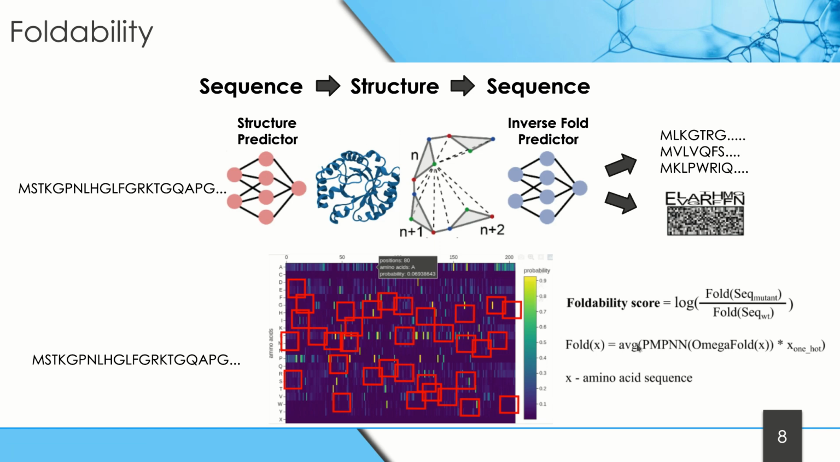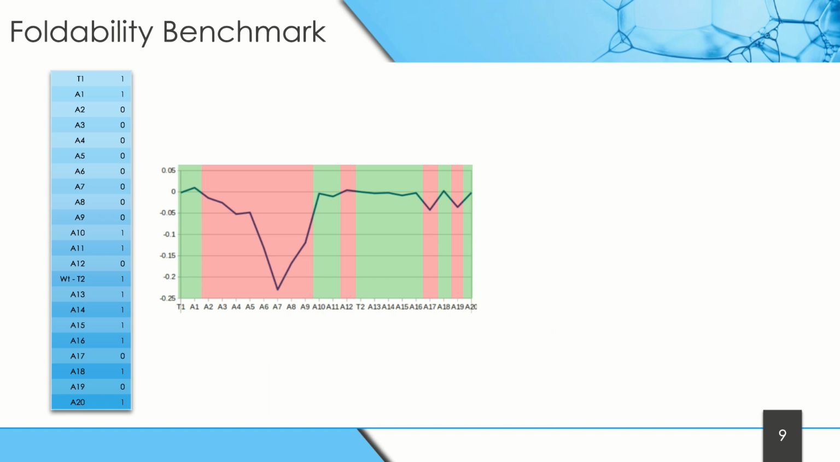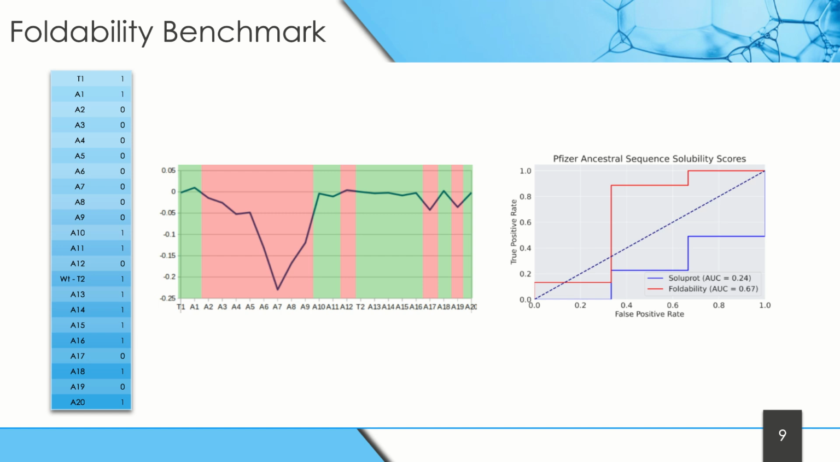As we have a reference wild-type sequence, we define a relative foldability score as the logarithm of the ratio between foldability of the mutant and wild-type sequence, with a positive value meaning better solubility. We predicted foldability scores for our VAE designs with good predictive performance. When we applied the foldability score metric to a bigger Pfizer dataset of 56 ancestral sequences from one phylogenetic tree, it performed comparably to scores from one of the best solubility predictors, SoluProt.